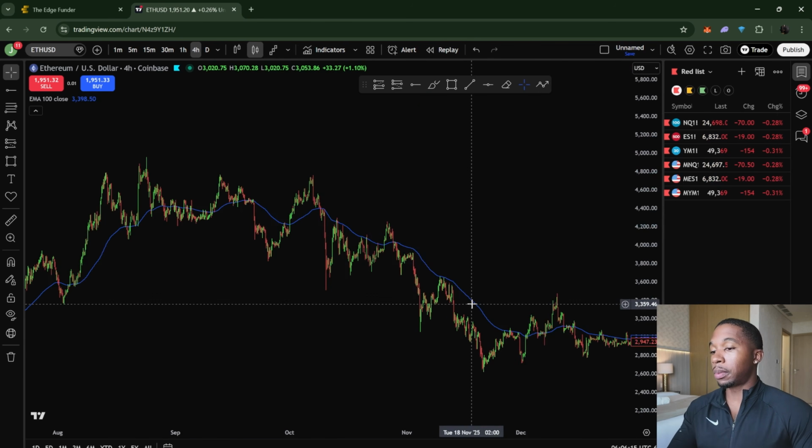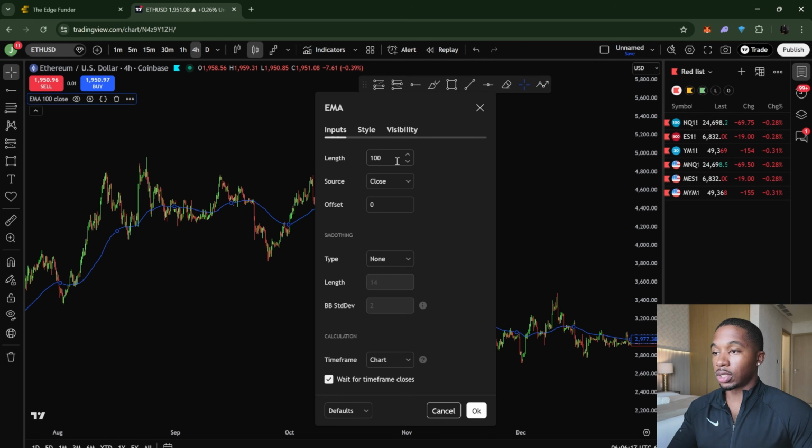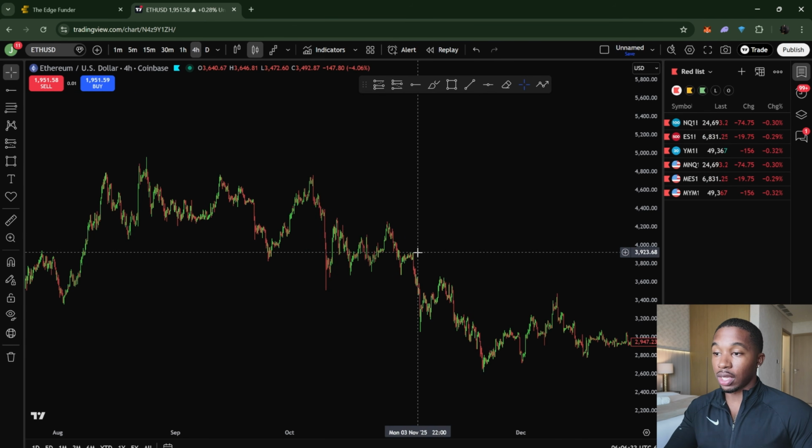Now, like I said, a lot of people play around with the length as far as 100, 50, 30, but the main three that people use are those three. The 30 EMA, which is showing you the average of the last 30 candlesticks, the 50 EMA, or the 100 EMA. So that's just something to keep in mind. That's what the EMA does.